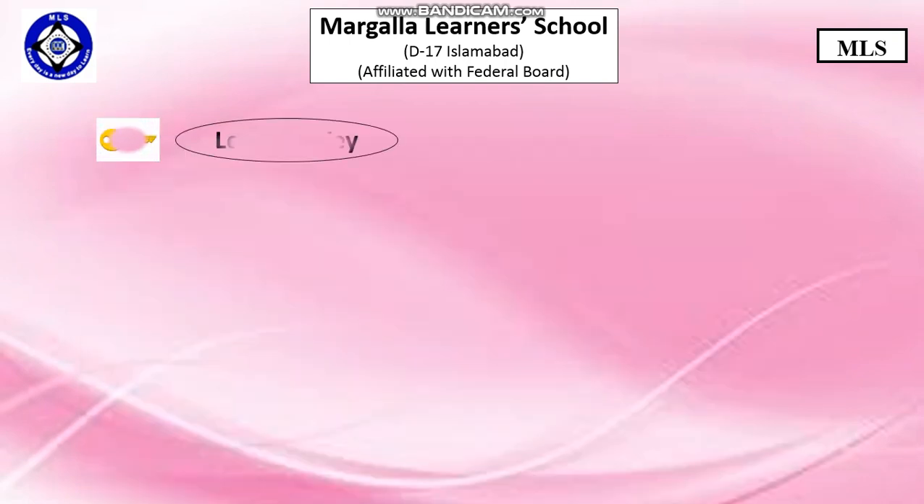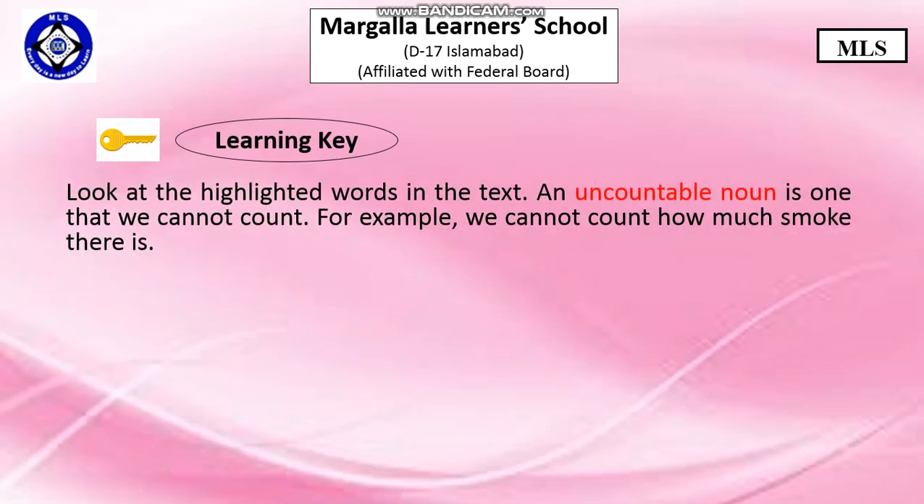So, in the text, we looked at the words that were highlighted in red color. They are known as uncountable nouns. An uncountable noun is one that we cannot count. For example, we cannot count how much smoke is there.